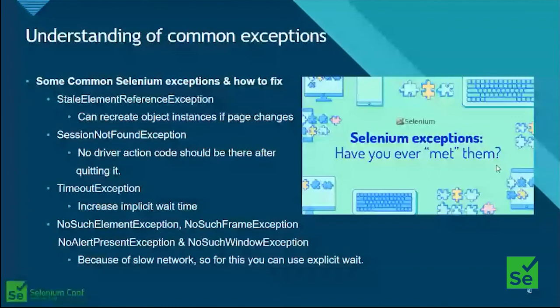Now the third exception which I am discussing here is timeout exception. It occurs when the command did not complete in enough time, that is, the element did not display in the specified time. It can be fixed by increasing the implicit wait time. There are some other exceptions like no such element exception, no such frame exception, no alert present exception, no window present exception. These exceptions may be due to slow network. For this, you can make use of explicit wait.